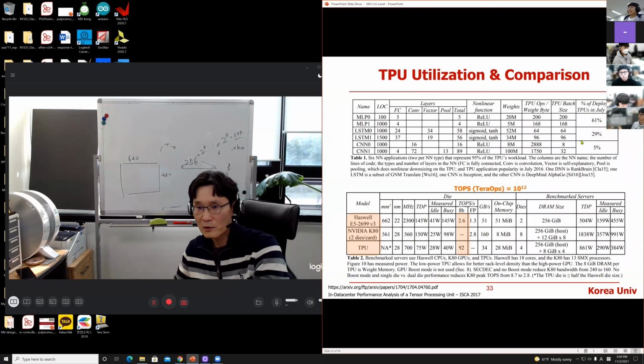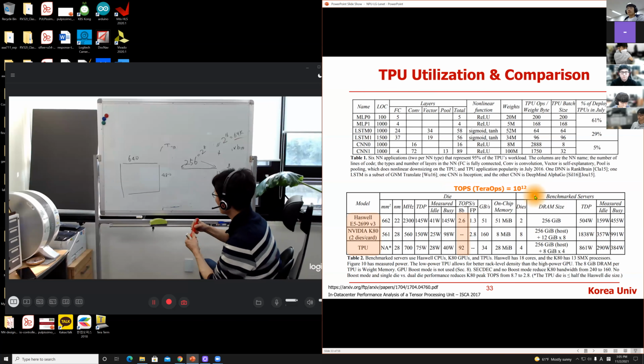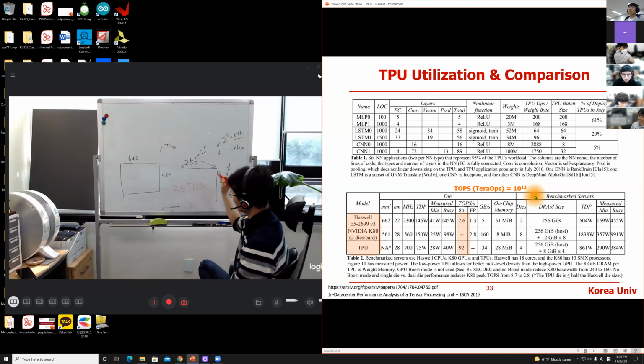And according to the paper, look at this table. It is comparing the performance of the TPU against Haswell, a fourth generation server processor, and an NVIDIA GPU. Look at this, 92 tera operations per second for the TPU, whereas the Haswell server processor has 2.6. What is tera operation? 2.6 TOPS, tera operations per second. Tera is 10 to the power of 12.